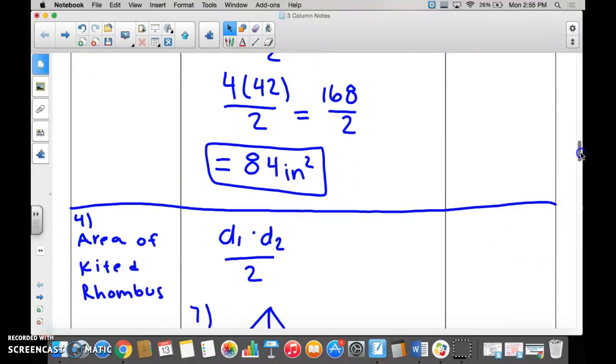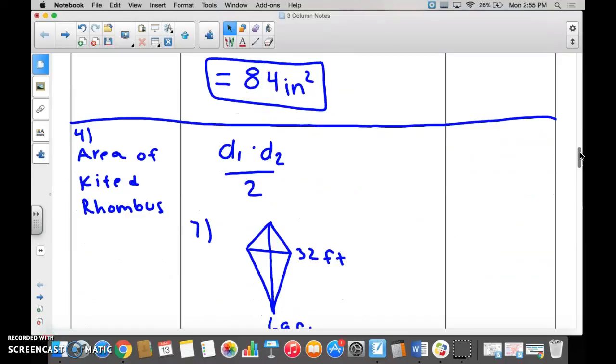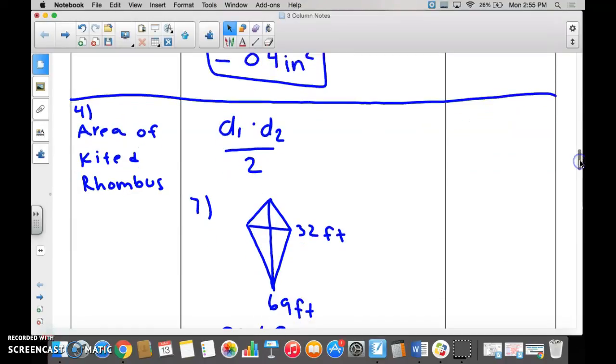All right, scrolling down. Now we're talking about the area of a kite and a rhombus. Tyler, what is the formula to find the area of a kite or a rhombus? Diagonal 1 times diagonal 2 divided by 2. Omar, what else could you use? 1/2 times diagonal 1 times diagonal 2. So 1/2 times diagonal 1 times diagonal 2 is going to get you the same answer. It's the same thing.